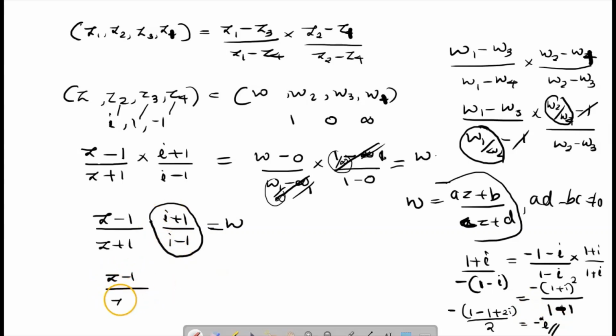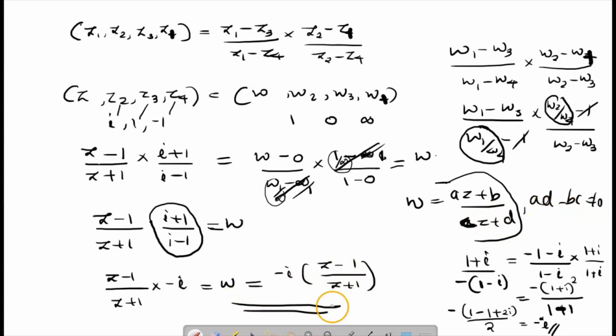So we get (Z minus 1) divided by (Z plus 1), into minus i, which is equal to W. That means W is equal to minus i into (Z minus 1) by (Z plus 1). This is in the form (AZ plus B) divided by (CZ plus D), and AD minus BC is obviously non-zero. So this is the required bilinear transformation which maps i, 1, -1 in the Z plane onto 1, 0, infinity in the W plane. Hope you understand this. Thank you.